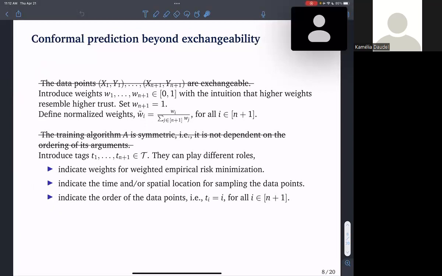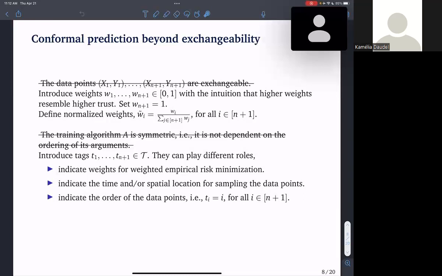The intuition behind the weights is that you place a higher weight on examples that you trust more than others. As an example, if you know that certain points belong to the test distribution with higher likelihood than the others, then you place higher weights on those. Another example would be if you know that your data is drifting over time, then you place higher weights on the data that you've seen most recently than the data that you've seen in the past. So you start from 0 and then you can linearly interpolate to 1, as an example.